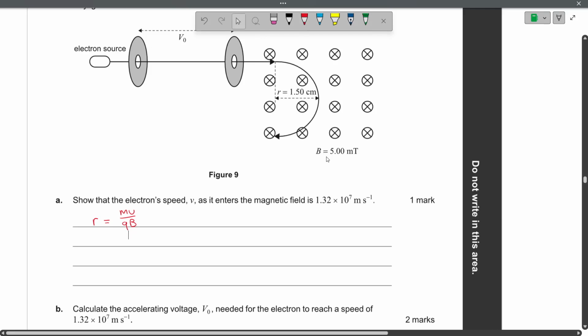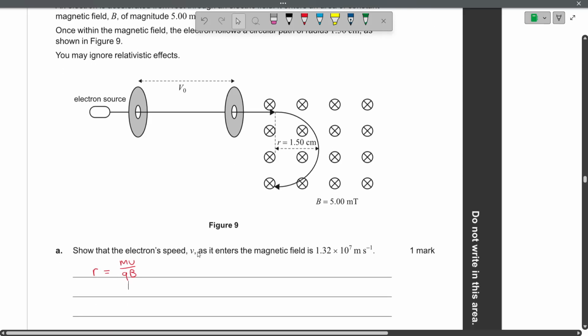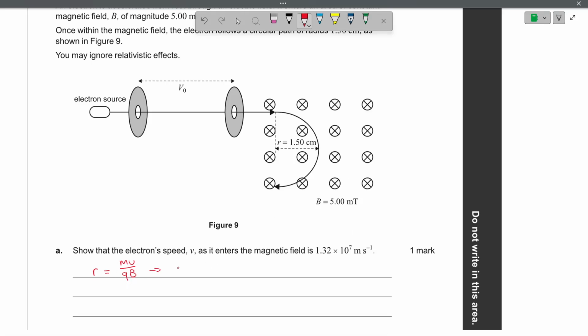R is 1.5 centimeters, B is that. It says it's an electron, so we know the mass and the charge because that's given to us in the data sheet, and we are required to show that v will turn out to be this if we plug everything into here. So rearrange: v equals RqB over m. R is 1.5 centimeters. Everything's going to be SI, just remember, so convert everything to meters, Tesla, kilograms. So R is 0.015 meters. That's 1.5 centimeters. q is the charge on an electron.